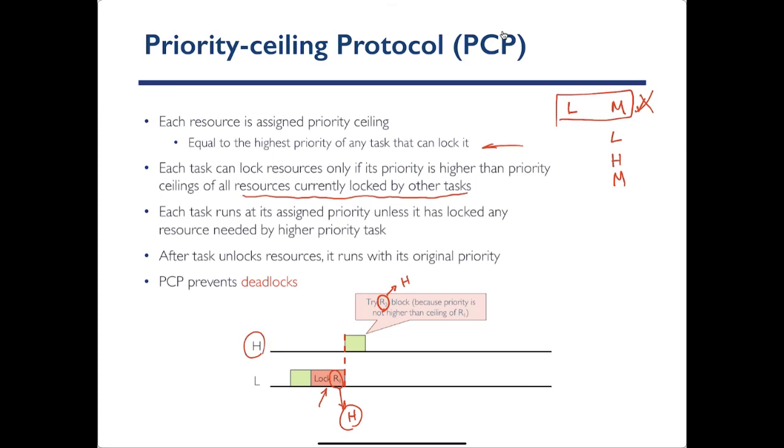Because the priority of this task is not higher than H, it's equal to H, so it's not higher. Therefore, I'm going to deny this request. So this request gets denied, and H gets blocked. We don't allow H to lock R2. We go back to L, and we increase the priority of L to H.